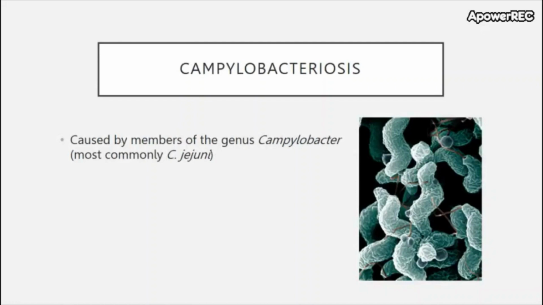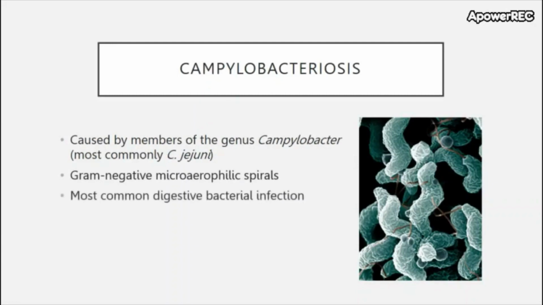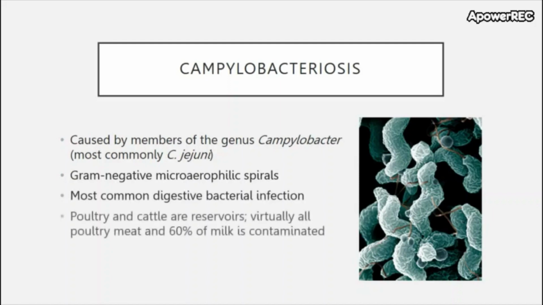The next disease of the gastrointestinal tract is Campylobacteriosis. It is caused by members of the genus Campylobacter, most commonly C. jejuni. It's a gram-negative, microaerophilic bacterium that has spirals. It is the most common digestive bacterial infection, and poultry and cattle are reservoirs.